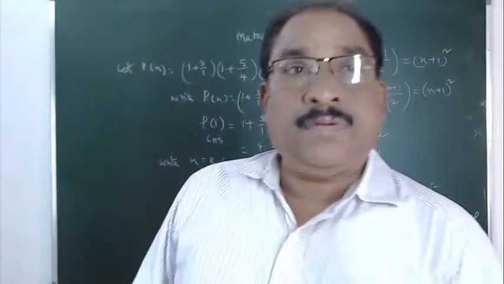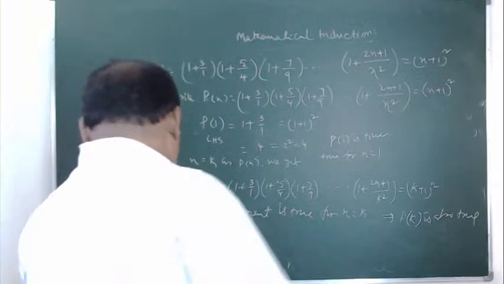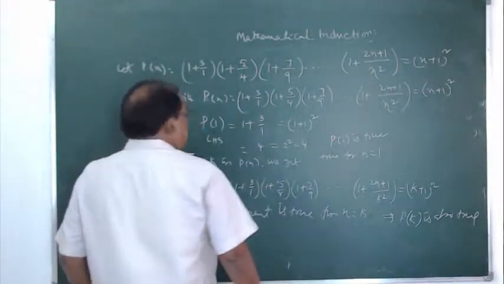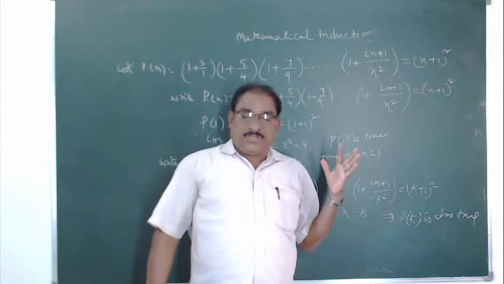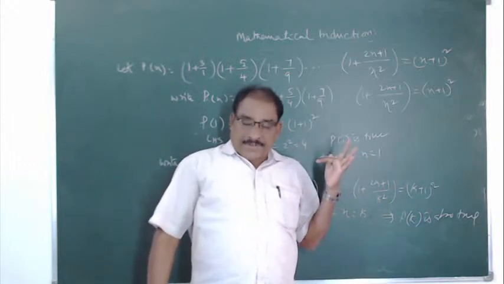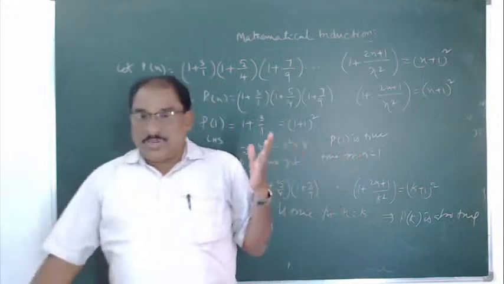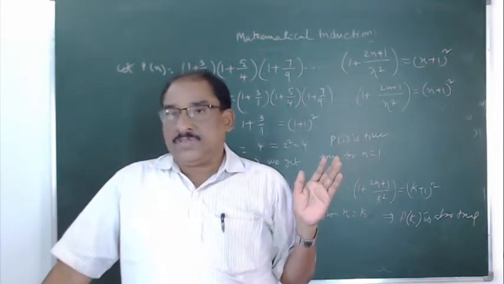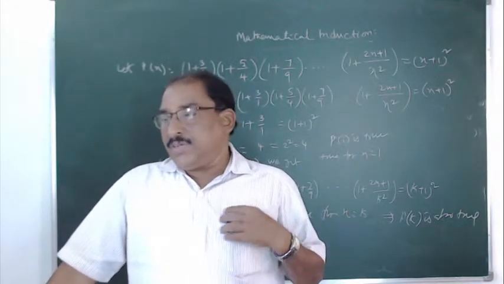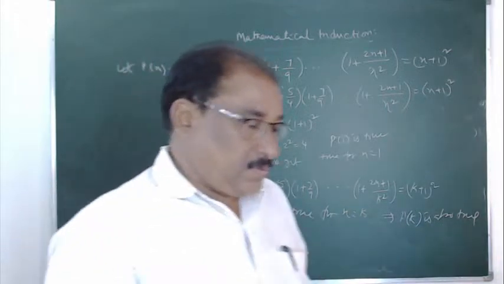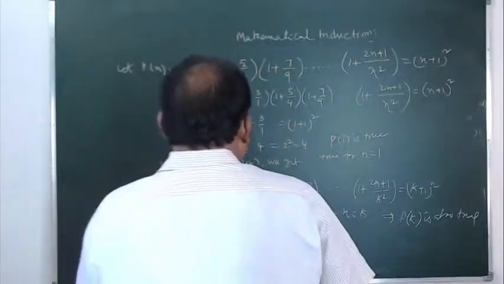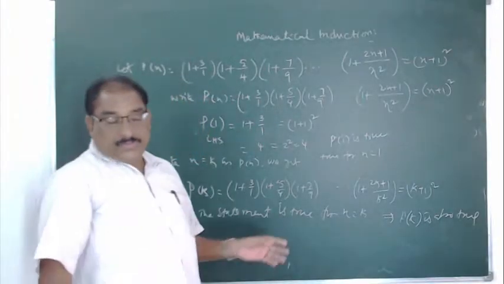Then the third step is the inductive step. So we proved the statement for 1, 2, 3, 4, up to k values. Now we have to prove that this is true for k plus 1. Note this problem.